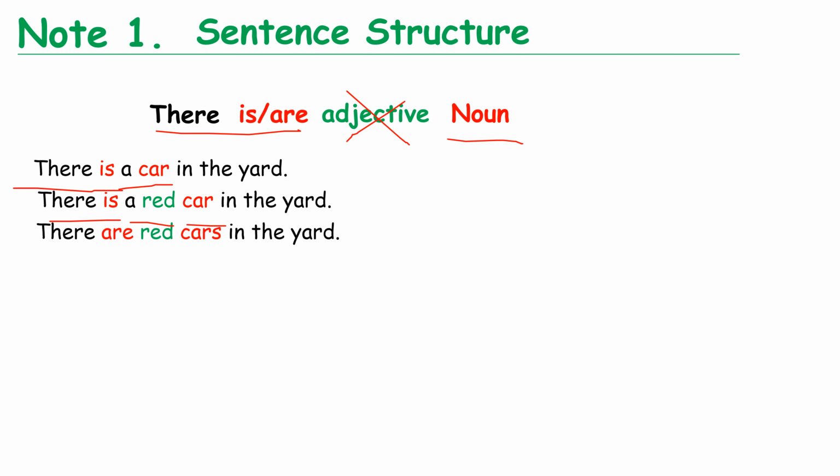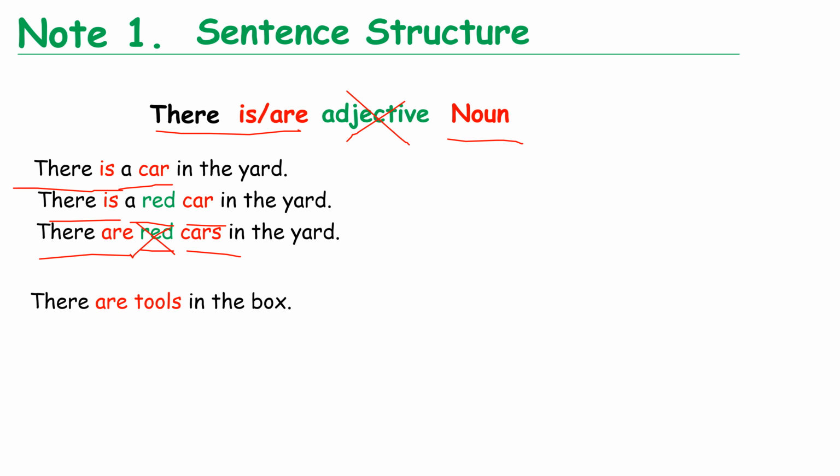There are red cars in the yard. In this sentence, once again, we have an adjective that comes between the noun and the expression there are. In this sentence, you will see that we say there are because our noun is in the plural form, cars, and the adjective played no role in determining the form of this expression.